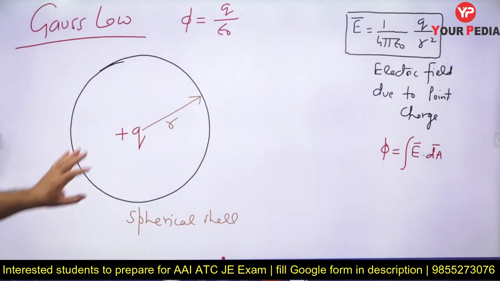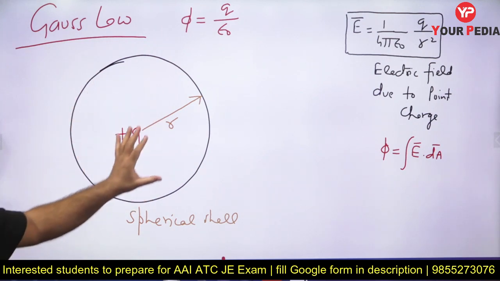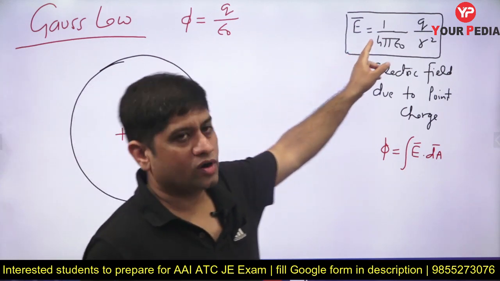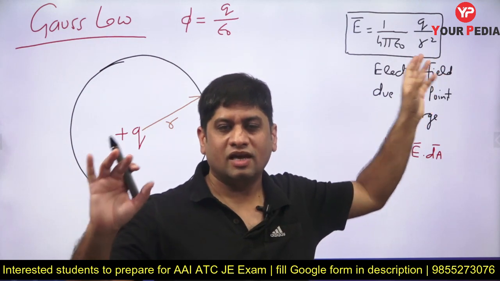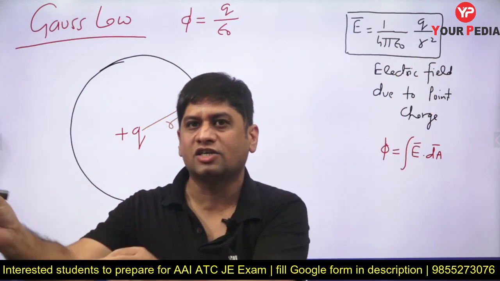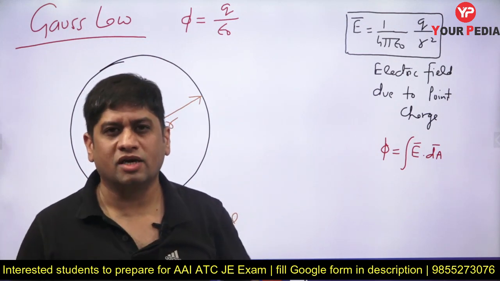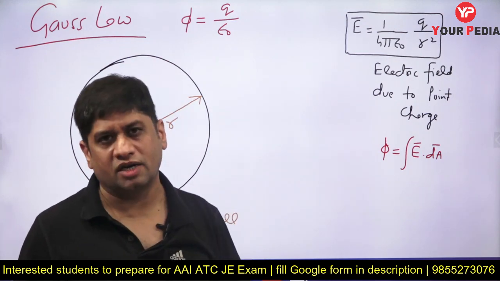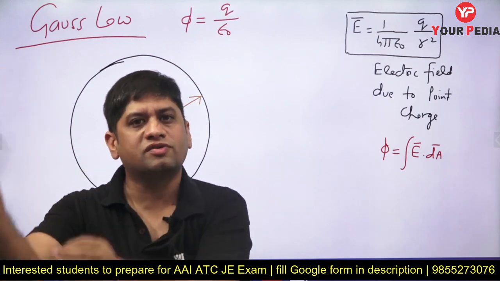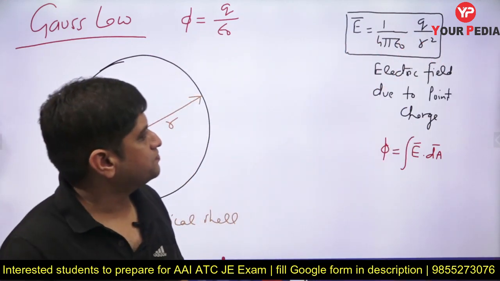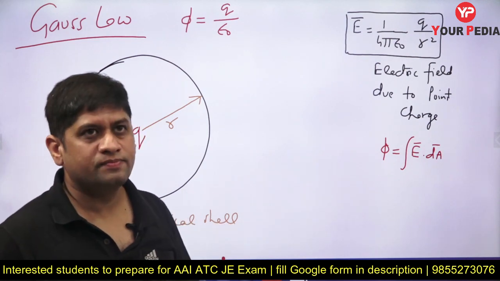But suppose there is a charge inside the spherical shell now. If there is a charge, then how to calculate the electric flux? Now understand carefully. This is the formula we have already done. Electric field because of a charge q, that is the formula from Coulomb's law, the basic formula of electrostatics. Electric field because of charge q is 1 by 4 pi epsilon naught q by r square. You know all the terms due to a point charge.